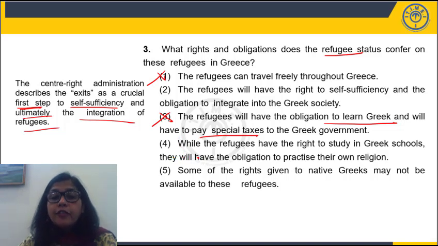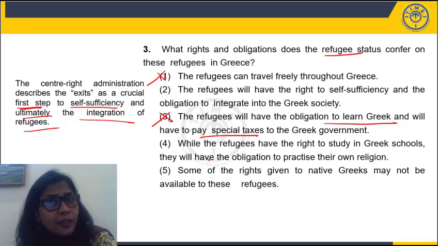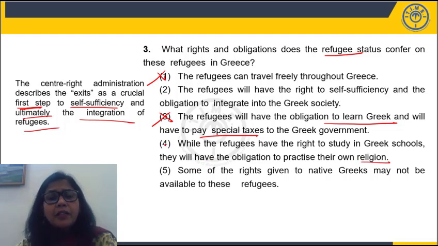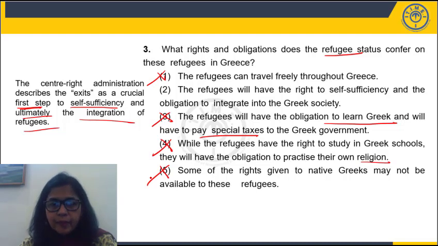4, while the refugees have the right to study in Greek schools, they will have the obligation to practice their own religion. The religion part, again not there. Some of the rights given to native Greeks may not be available to these refugees. Nothing like that. Not mentioned, right? So here, correct answer 2.